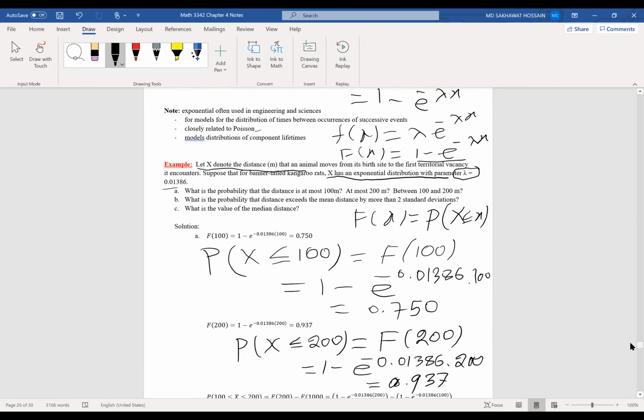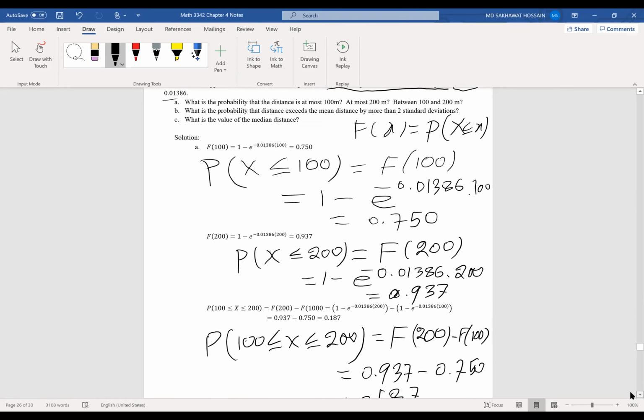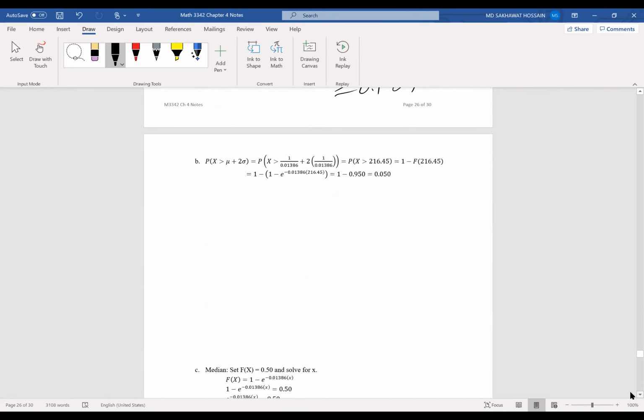Part B is, what is the probability that the distance exceeds the mean distance by more than 2 standard deviations? That means x is greater than 2 standard deviations from the mean. What does it mean by 2 standard deviations from the mean? If our mean is mu, 1 standard deviation more than the mean means mu plus sigma, and 2 standard deviations more is mu plus 2 sigma.